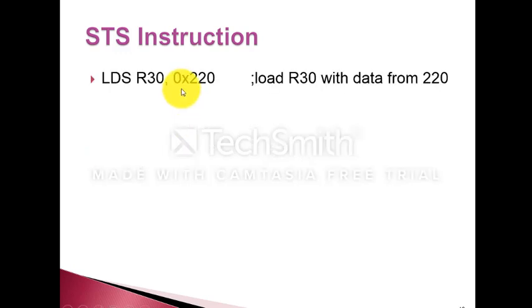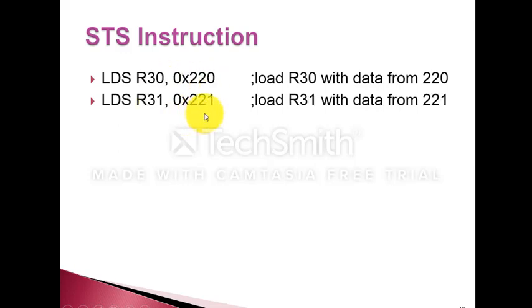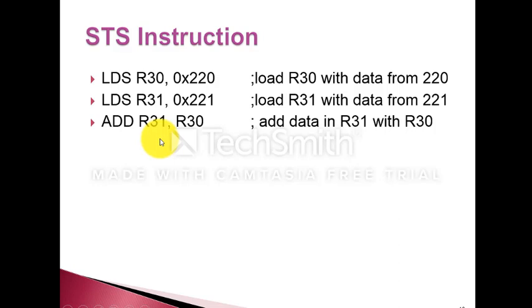The basic difference, you can see, is that LDS is doing that with 0x220. It is not a hex value now. It is now the memory address of SRAM from where the data will be loaded into R30. Now it is again representing the address from where data will be loaded into R31. Now it will add both R30 and R31 and store the data back to R31.